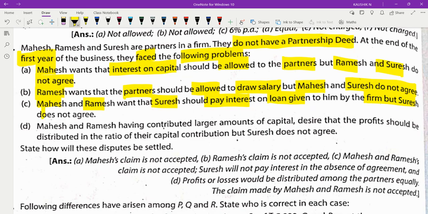Okay, so here, Mahesh and Ramesh are insisting that Suresh has to pay interest. Who is Suresh actually? He is also a partner. They said Suresh should pay the interest. When will you pay the interest? Only when you have borrowed a loan from someone.